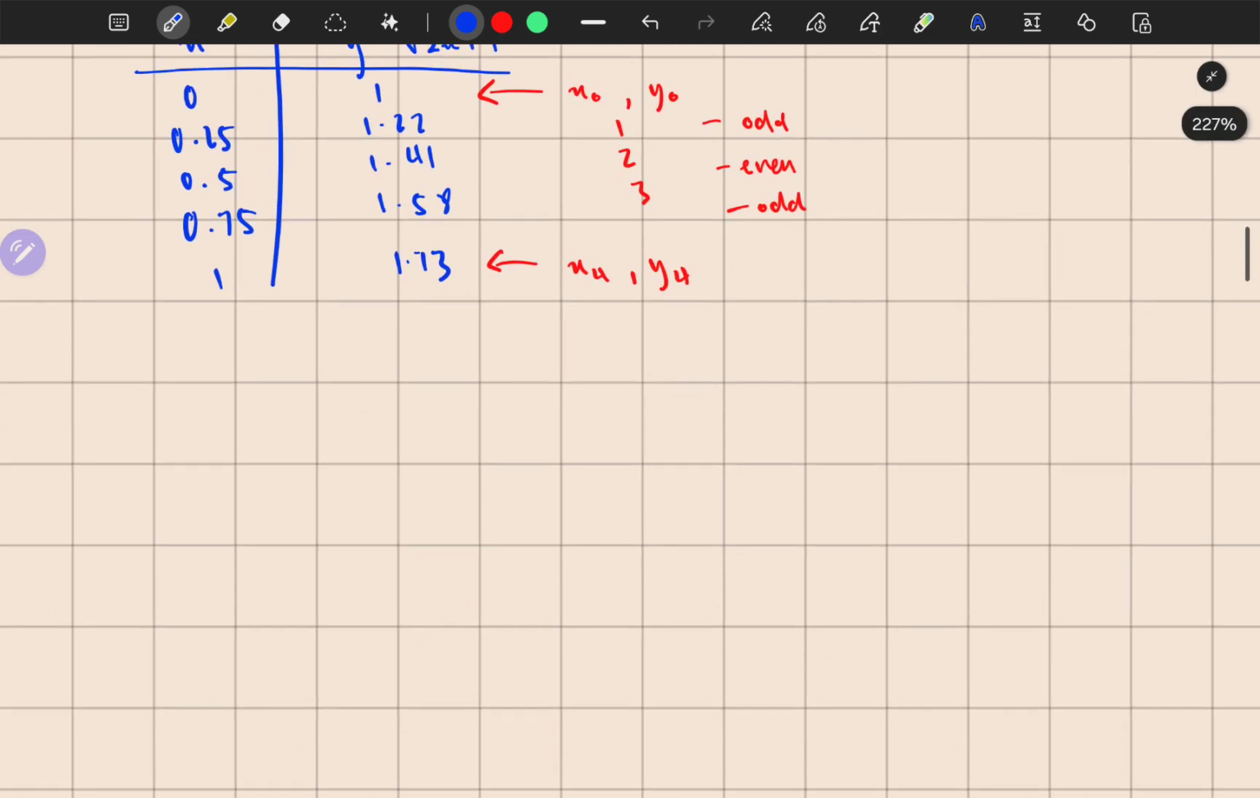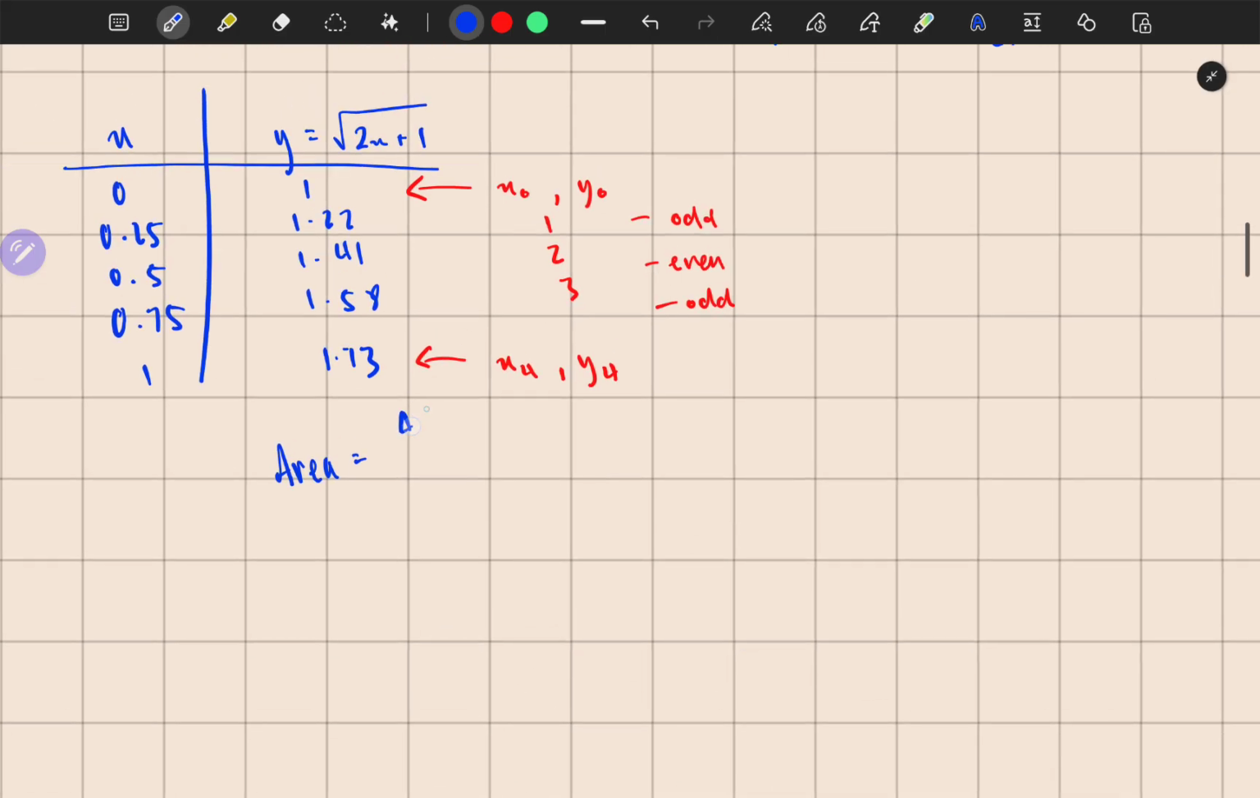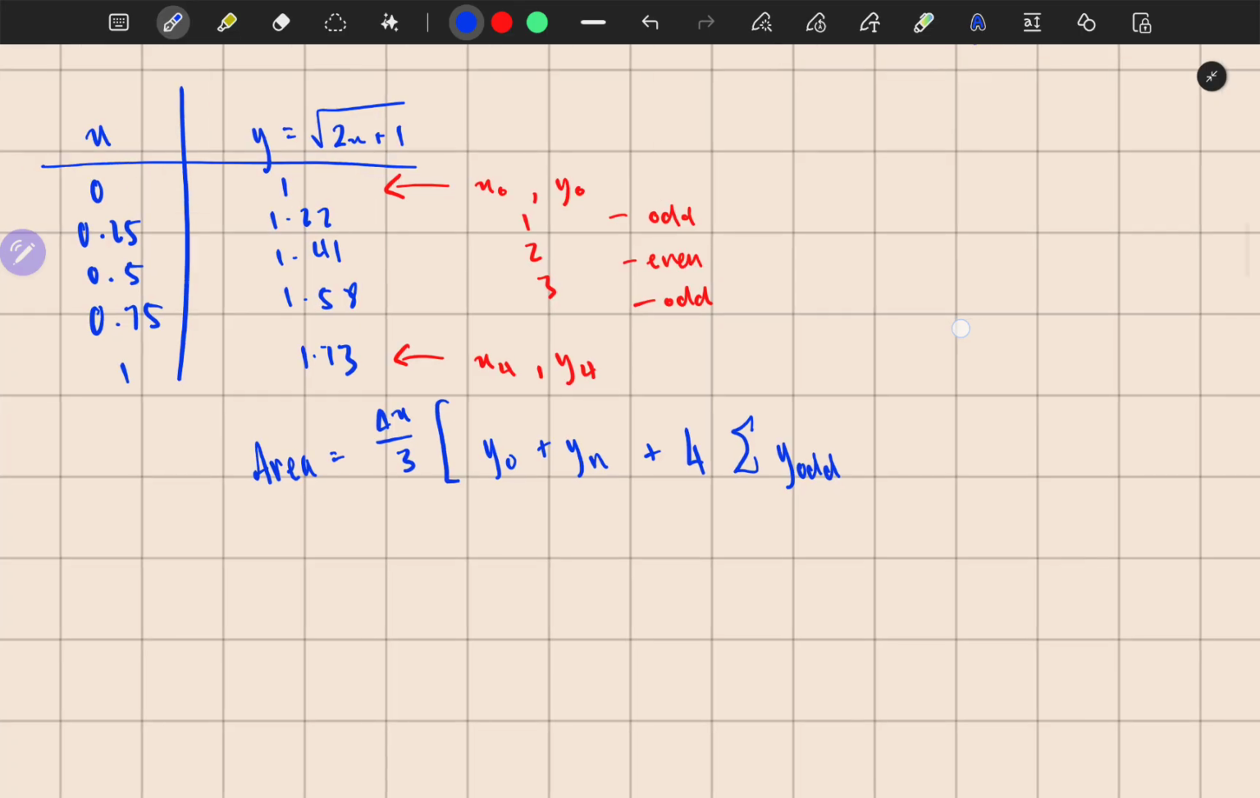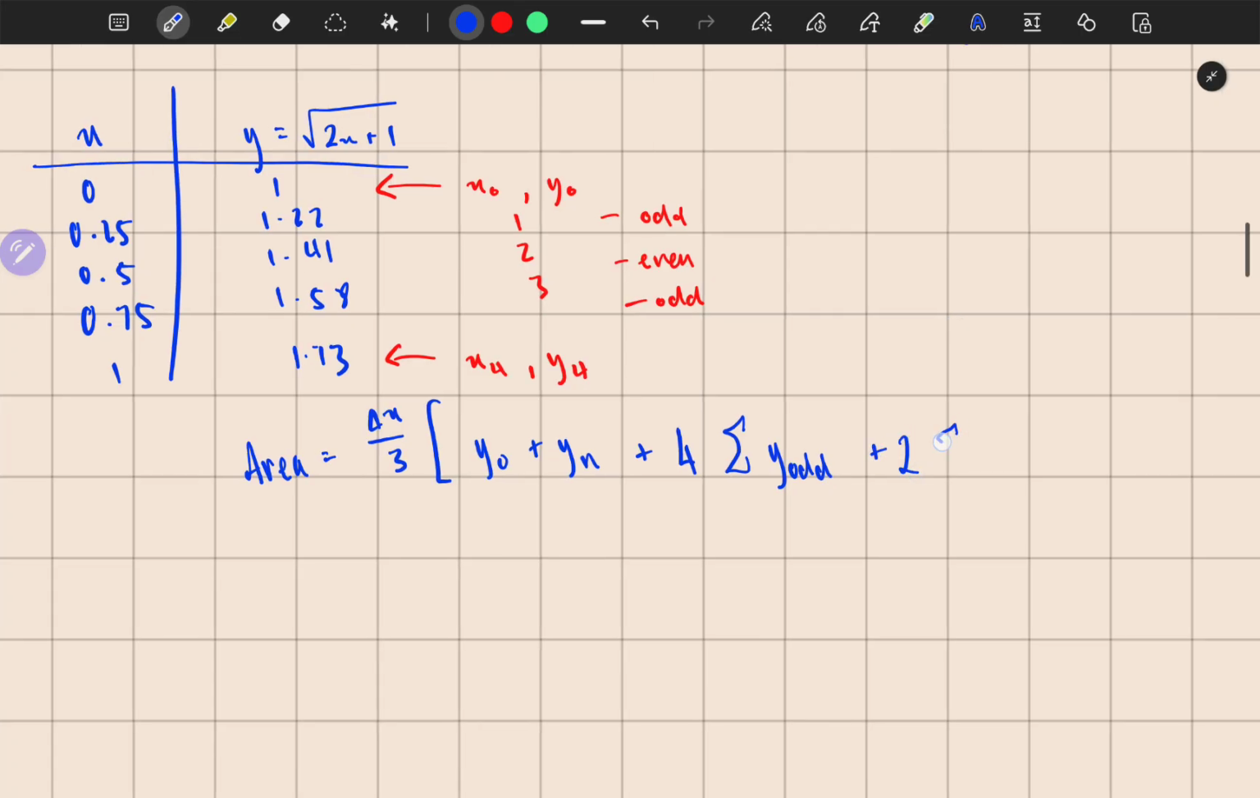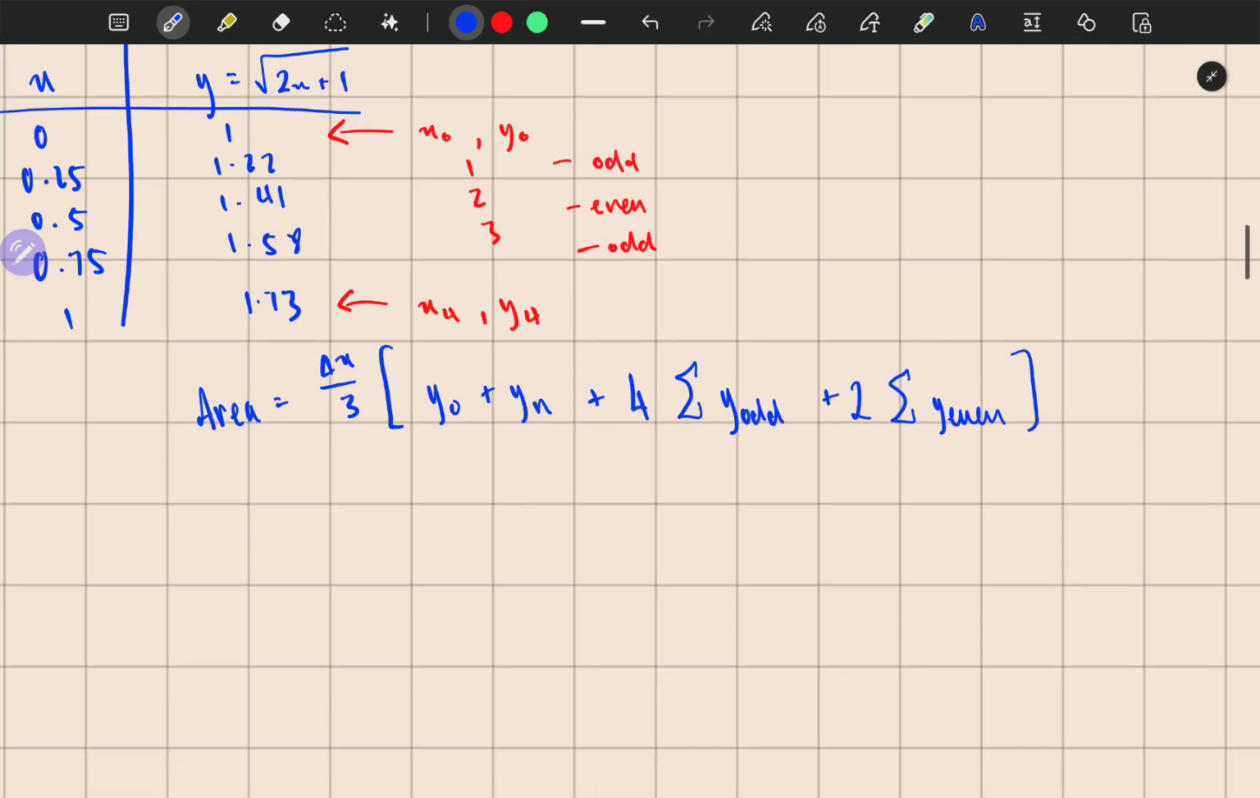So then we can use our area equation of Simpson's rule, being delta x over 3 multiplied by the first y value plus the last y value plus 4 times the sum of all of the odd y values plus 2 times the sum of all of the even y values.